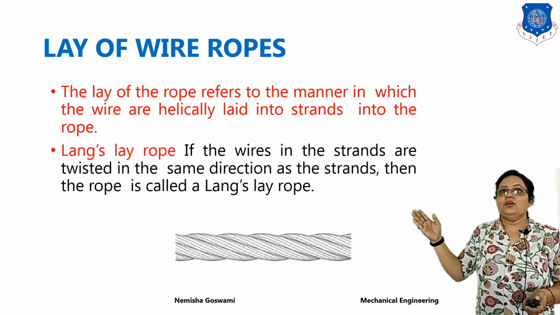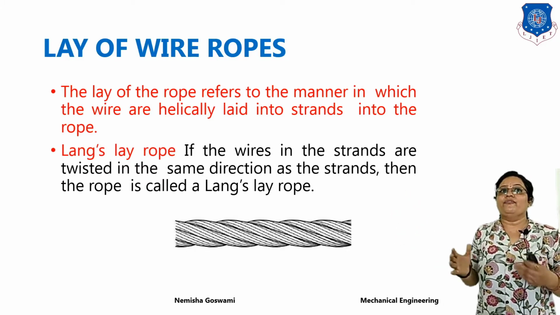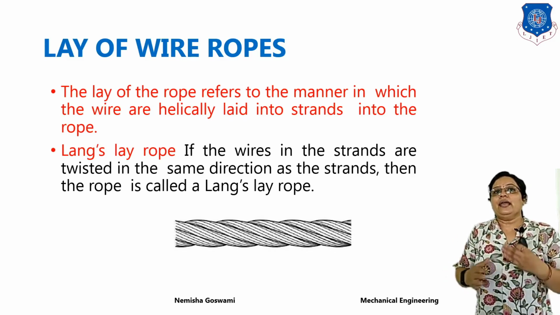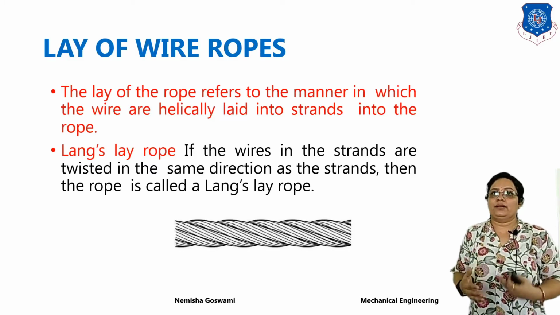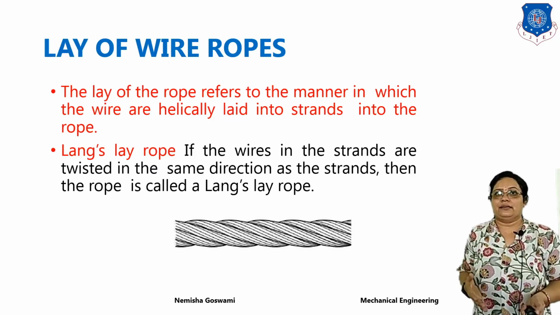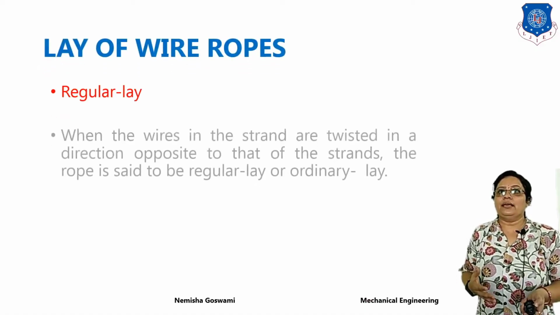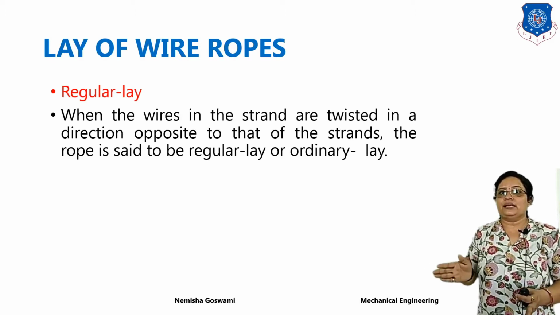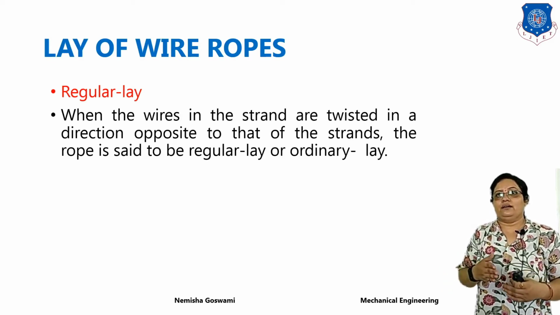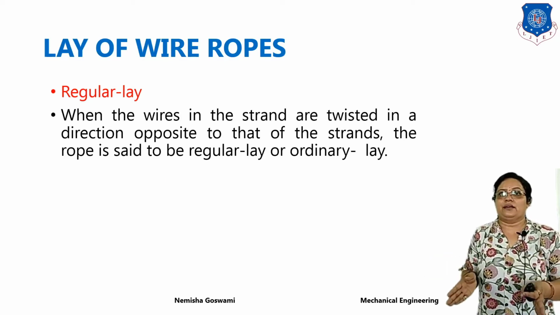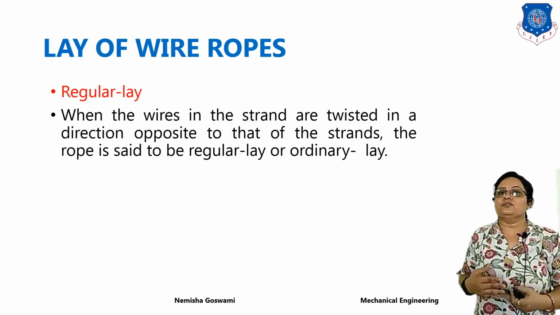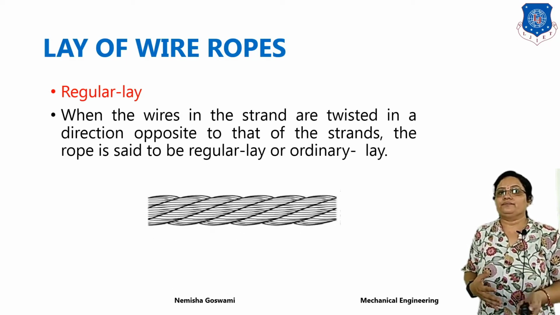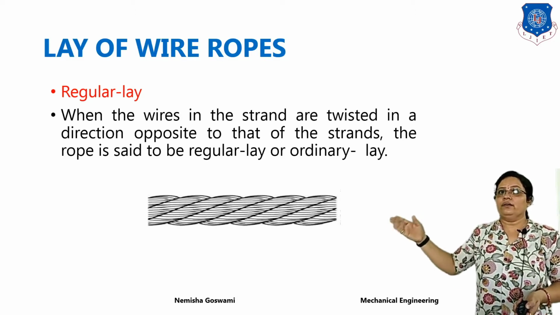First is your lang lay. So lang lay, you can see here, if wires in a strand are twisted in the same direction, meaning the strand direction and the wire twisting direction are the same, then this type of lay is known as lang lay, right? Second is your regular lay. This type of lay is when strands are twisted in the opposite direction, meaning the direction of twisting of wires is different in the strand. So this type of lay is known as your regular lay, or sometimes it is also known as ordinary lay. Okay, so you can see here, this is your regular lay.